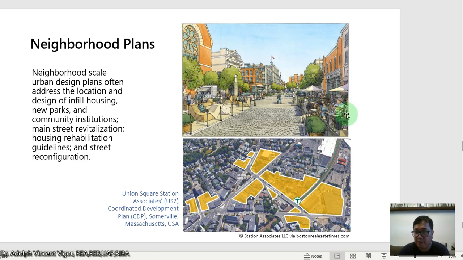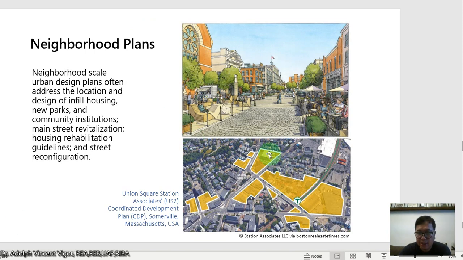So these are examples of a neighborhood plan. This is the Union Square Station in Somerville, Massachusetts in the US. Neighborhood scale urban design plans often address the location and design of infill housing, new parks, and community institutions. So Main Street revitalization, housing rehabilitation guidelines, and street reconfiguration. So this is a neighborhood plan.